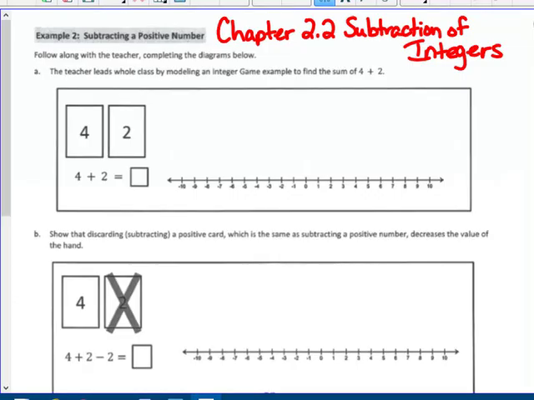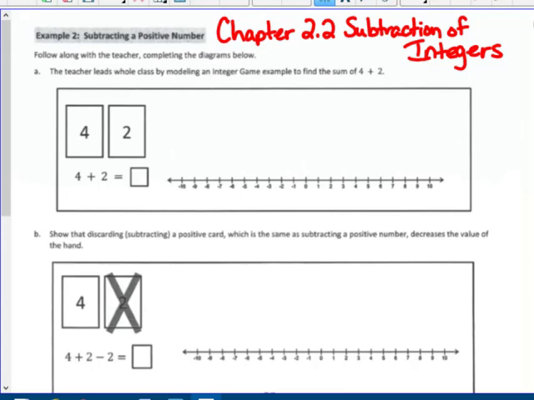This is video 5. It's on page 35 in your packets, page 35. I know I skipped a couple pages. That was for playing the integer card game on pages 33 and 34. But we're on page 35, subtracting a positive number. This is found in your 7th grade textbook, Chapter 2, Section 2, Subtraction of Integers. Follow along with me as we play the integer card game.